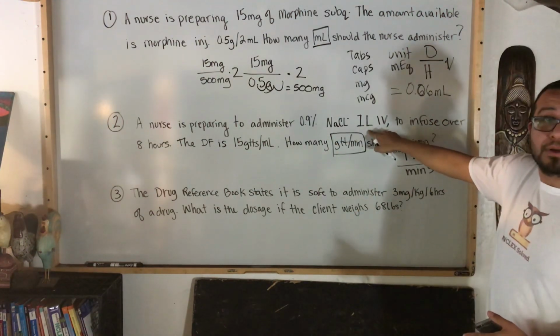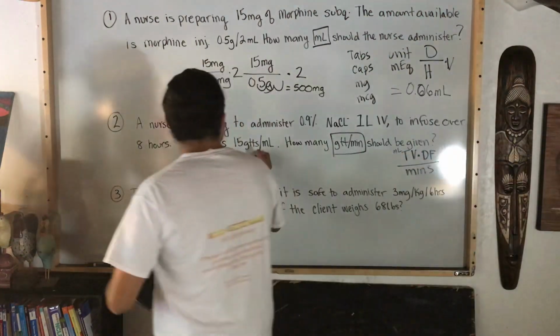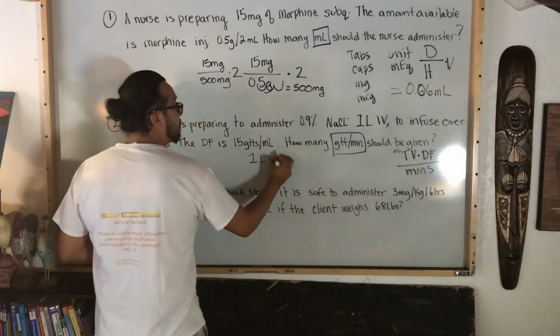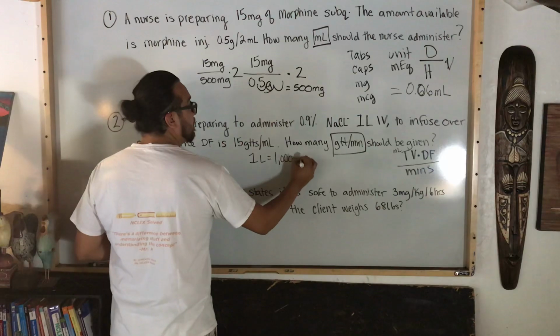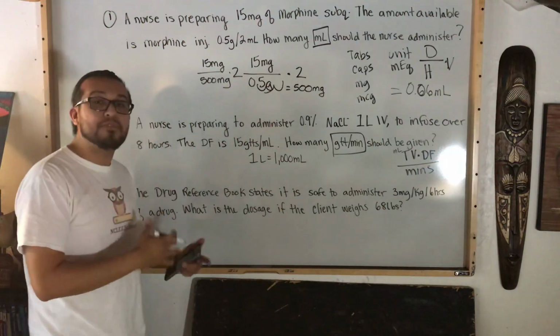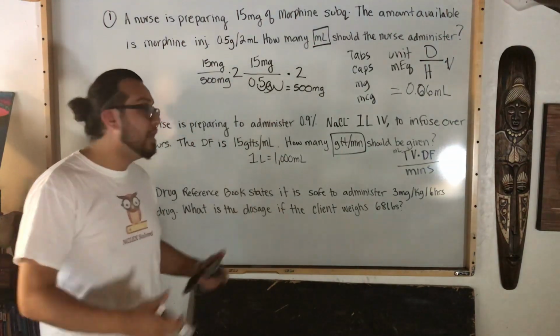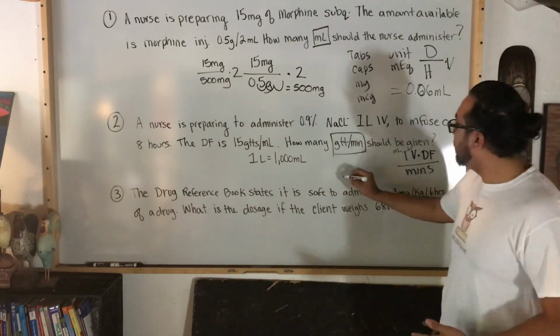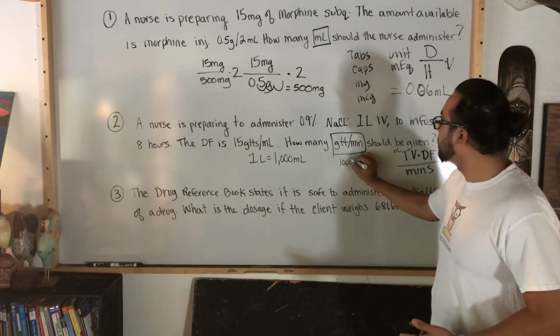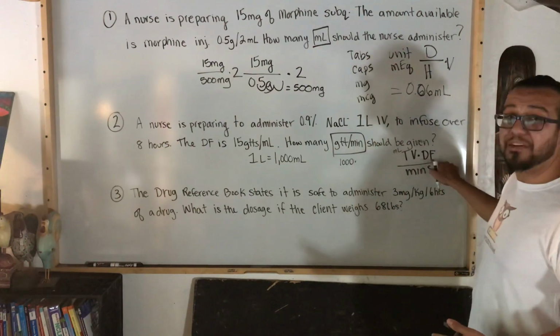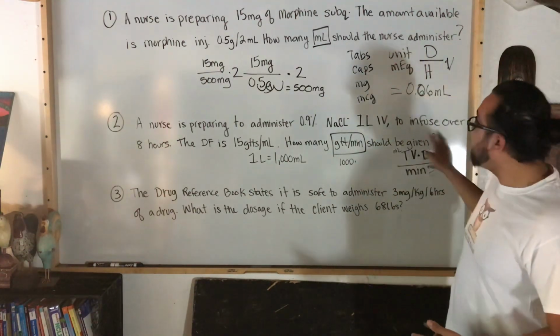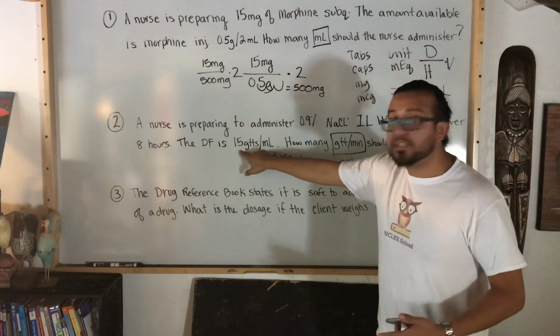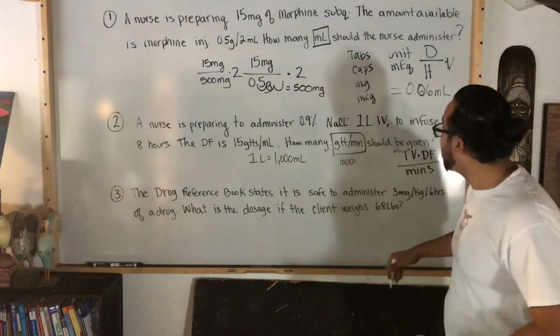Right there, 1 liter equals 1,000 milliliters. And these are units of conversion that you guys should know by now. And if not, I'll set up another video to explain those as well. So we have our total volume, 1,000, multiplied by DF, the drip factor. And the drip factor in this equation, they gave it to us. It's 15 drops per ml.